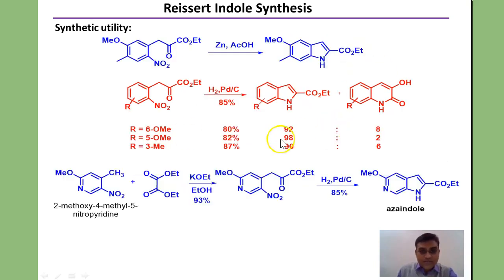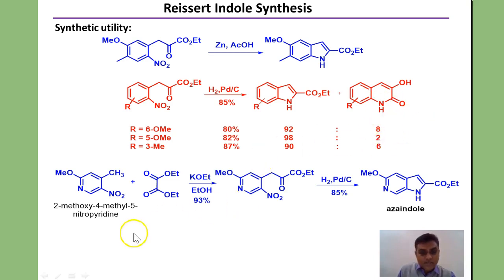Now let us see the synthetic utility of this Reissert indole synthesis. In Reissert indole synthesis, diethyl oxalate is a common substrate offering one carbon atom at the end here. This is coming from diethyl oxalate. This is also coming from diethyl oxalate. And the only variation that one can do is in the aromatic substrate. Instead of orthonitrotoluene, one can take a substituted orthonitrotoluene like this. Here the methoxy group and the methyl group are tolerated under the reaction conditions. Here cyclization occurs. This NH2 group can also attack the carbonyl carbon atom to get a quinolone derivative, a 2-quinolone derivative, but the yield of this side product is very low.